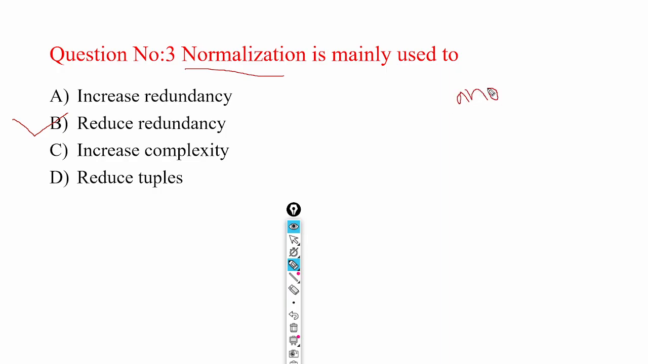While updating, deleting, or inserting data, there are some duplications, and we need to remove those duplications. First, reduce the redundancy; we need to remove the anomalies; and we need to improve the consistency. These are the main important points for normalization.